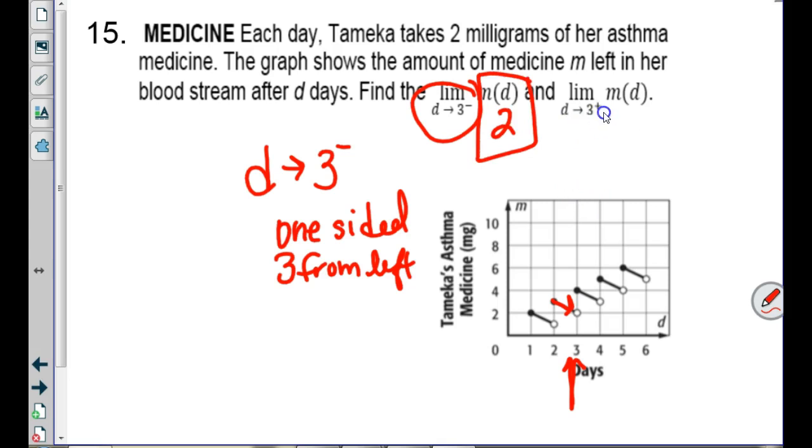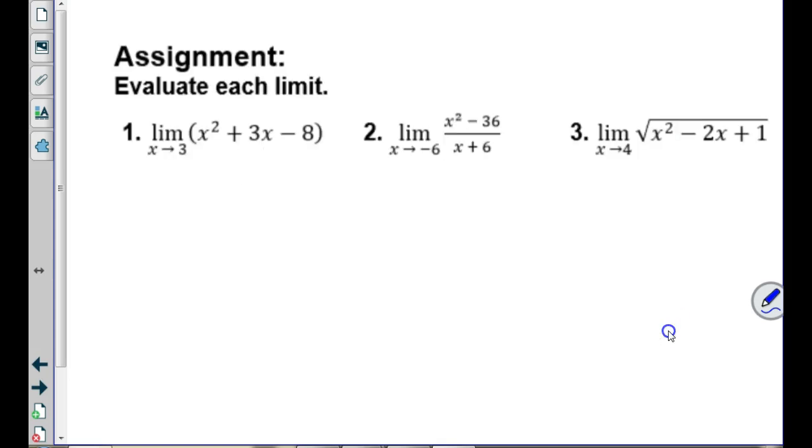As you approach 3 from the right, this is also a one-sided limit. As here's 3 again, but coming from the right, the graph would be doing this. So it's approaching the y value of 4. Everybody good? Those are one-sided limits.